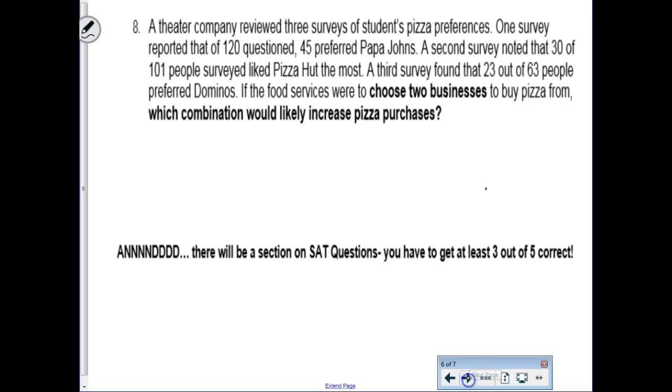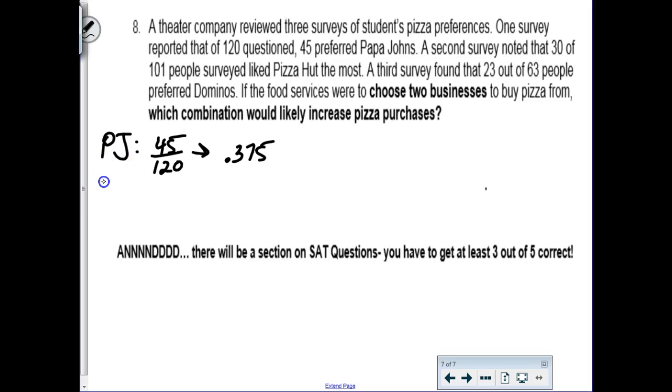All right, leave 3 for you to do. And this question, I'm going to need you to really concentrate on the percentages and kind of showing your work. It doesn't say to show your work, but this is how you're going to justify it. So one survey reported 45 people preferred Papa John's. So for Papa John's, 45 out of 120 people said Papa John's was their #1 choice. And that comes out to like 0.375. This time I would like decimals so I can compare them.